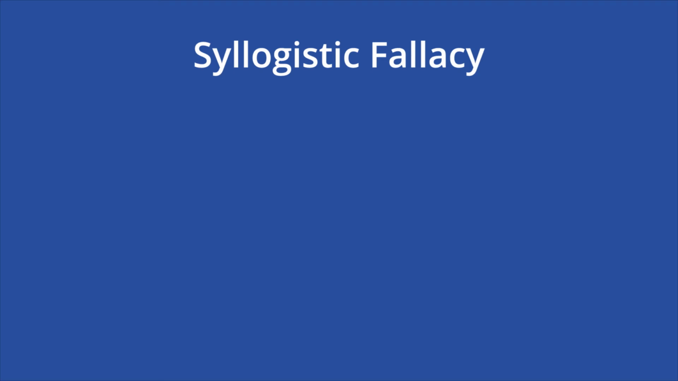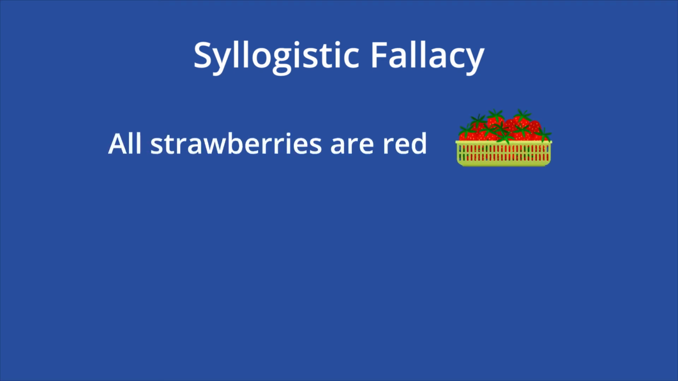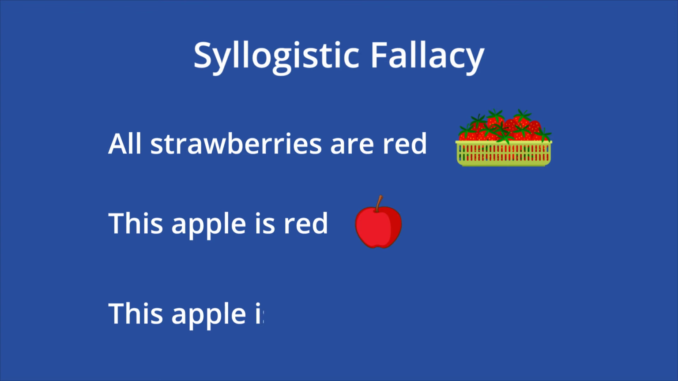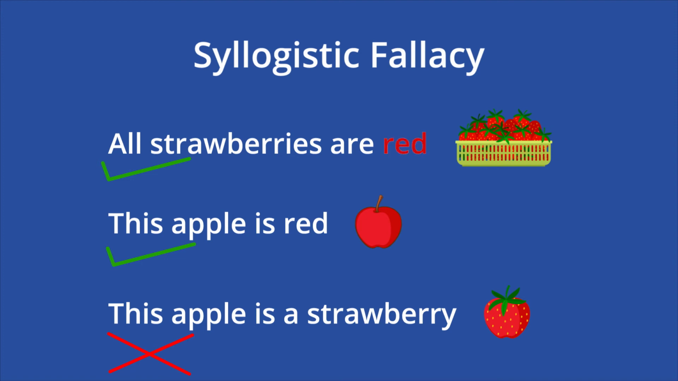Consider this argument. All strawberries are red, this apple is red, therefore this apple is a strawberry. This argument looks like a valid syllogism. It has a major and minor premise with recurring terms. However, it is an invalid argument, meaning it is possible for the premises to be true and the conclusion false. Here, both the premises are factual, but the conclusion is evidently wrong. This type of argument, where both the major and minor premises have matching predicates, is called a syllogistic fallacy.